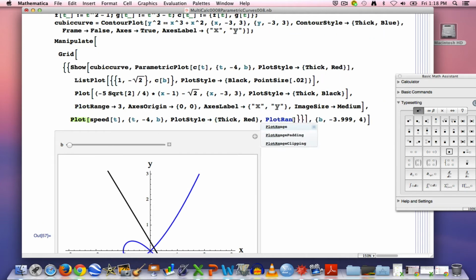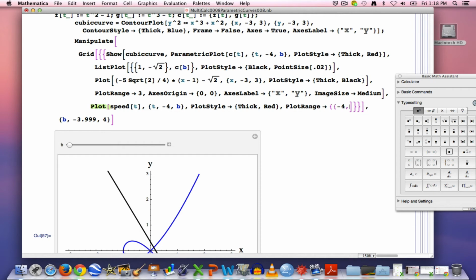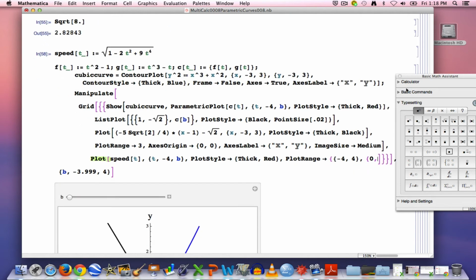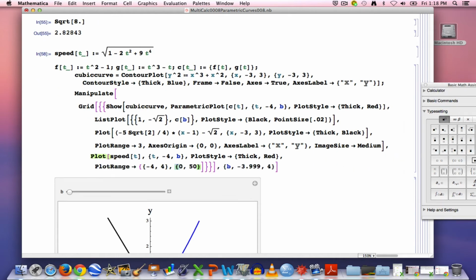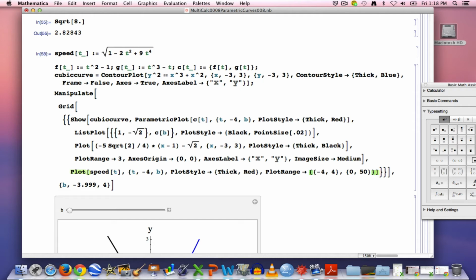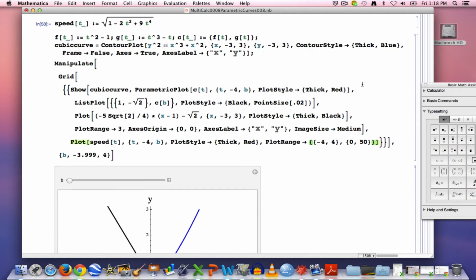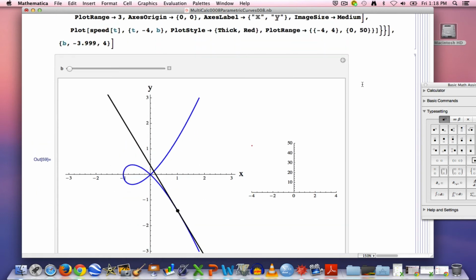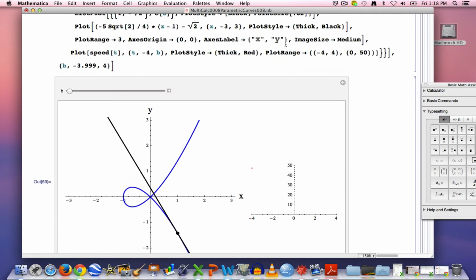Let's make the plot range go from -4 to 4 in the horizontal direction, and how high in the vertical direction, I'm not sure what the maximum speed is. Let's go up to 50 just to play it safe here. And let's see. I think this is what I want. Oh yeah, I want to also do the image size medium thing to make it bigger.